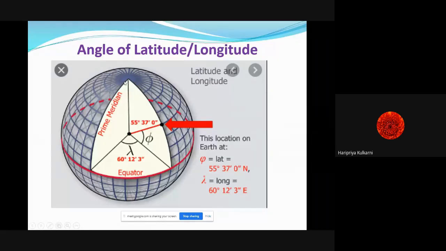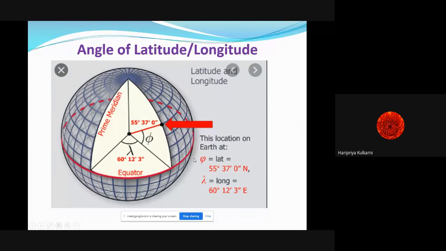Many cities, mainly in the US, fall on this prime meridian. You can search more on the prime meridian if you want, but you all know the prime meridian. So this is the prime meridian and this is the equator.